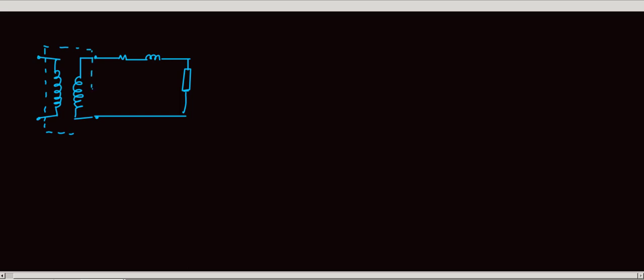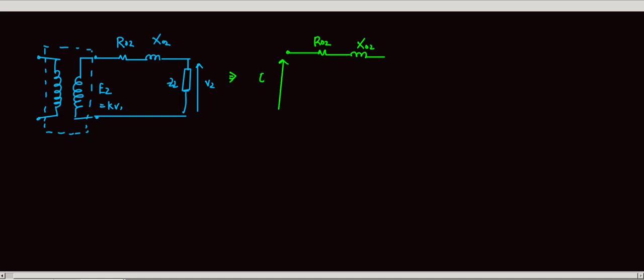I am transferring all the resistance and reactance to the secondary, so you have R02 and X02. Here you have V2, load ZL, and you have E2, or K into V1. Simply this is an RL circuit, with R02, X02, E2 and V2.